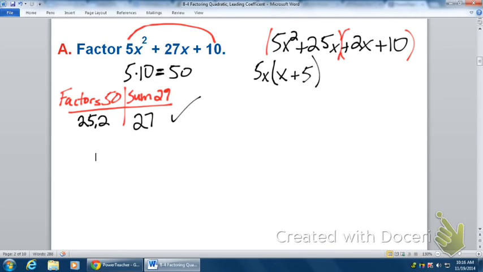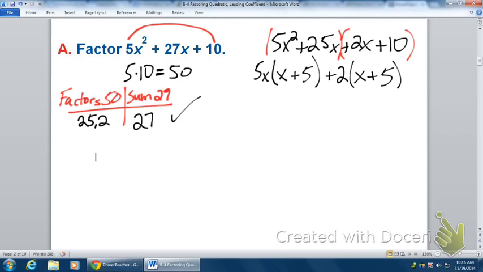Good, great. Now, next thing. Let's factor out the 2x and the 10. What's my greatest common factor of these two terms? A 2. Now, what's going to be left? In parentheses, x plus 5. All I have left there is an x, because 2 times x gives me 2x. What do I have left here? I got a 5. 2 times 5 gives me 10.